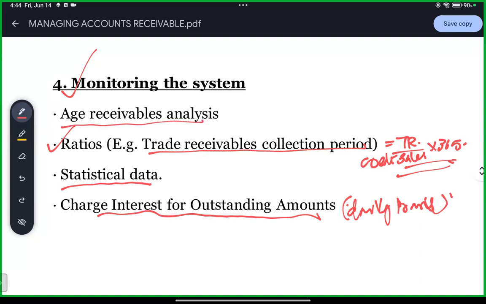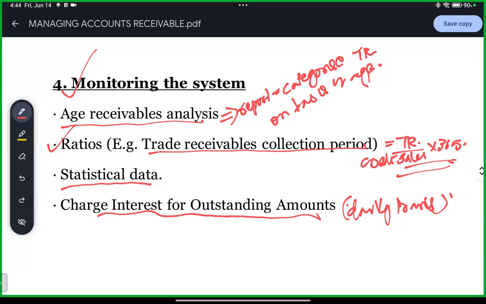So aged receivable analysis is basically a report which categorizes your trade receivables on the basis of age. So it's not their physical age we are considering. It's how long this particular receivable has been overdue. Okay, so how long it has exceeded the due date? Is it 10 days, 30 days, 60 days, 90 days?